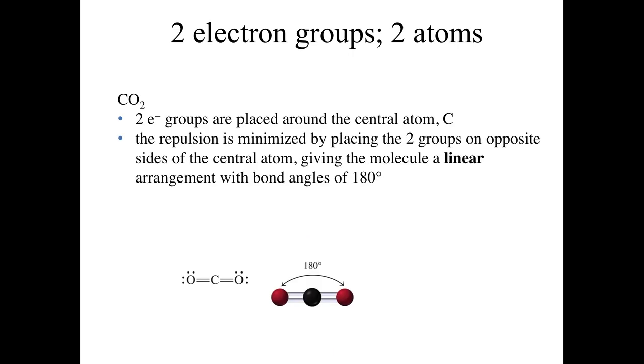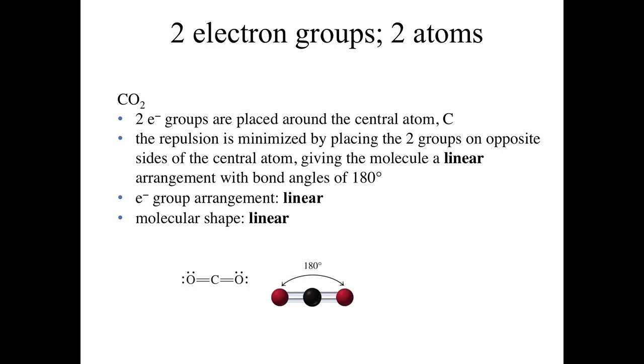So from VSEPR theory, in order to minimize repulsion, when you have 2 electron groups, you will be 180 degrees from each other. This electron group arrangement, because it forms a line, is called linear. The molecular shape is also linear.